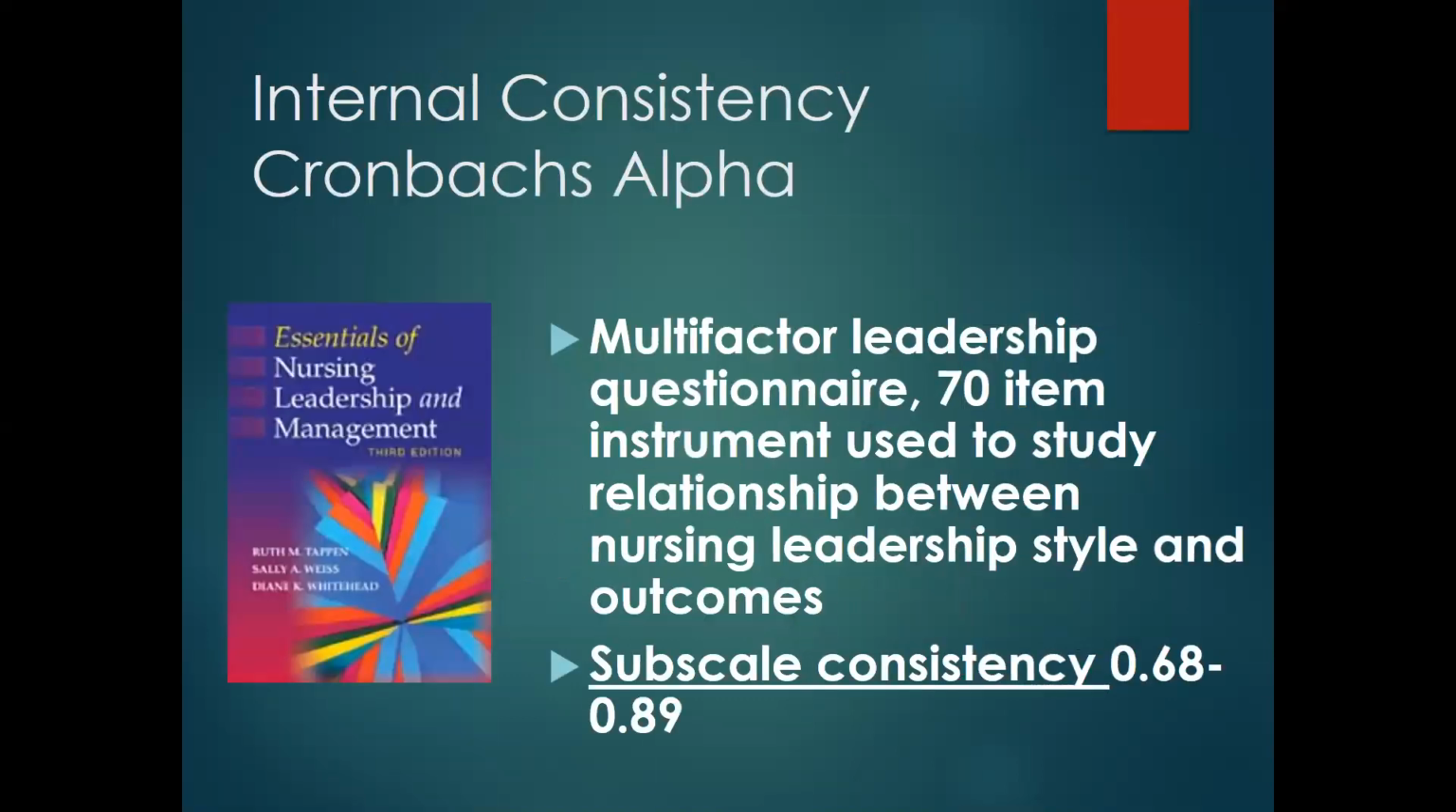And then we have internal consistency, which is measured with the Cronbach's alpha. Here, a multifactorial leadership questionnaire with 70 items was used to study the relationship between leadership style and outcomes. The subscales on this multifactorial questionnaire, so there's many factors of leadership measured. The consistency of those scales was between 0.68 and 0.89. And so this would be considered generally as having an internal consistency in the instrument.